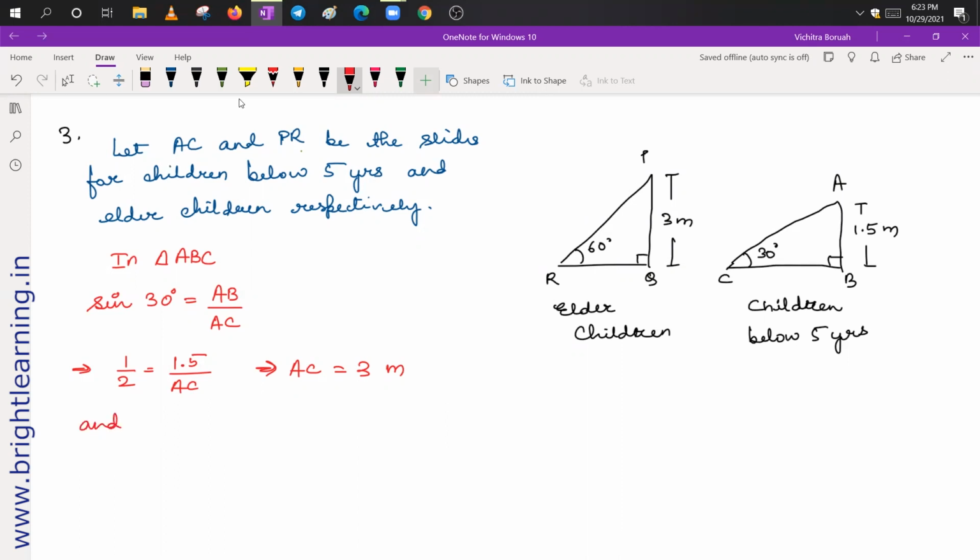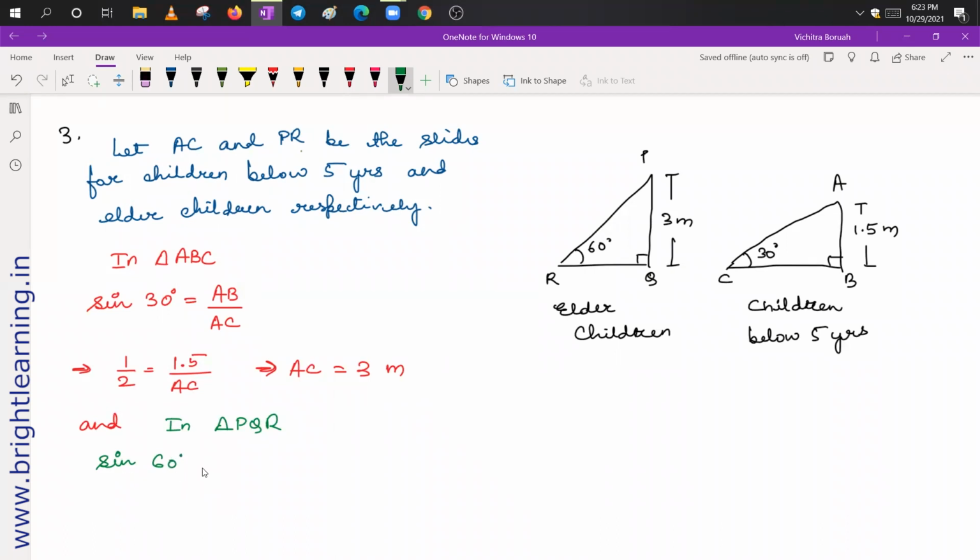So in triangle PQR, again here also we know the length of this perpendicular and we have to find this hypotenuse. So can I tell the answer? Yeah, Maya, you can tell the answer. So it is 2 root 3. 2 root 3. Okay, so let us check.